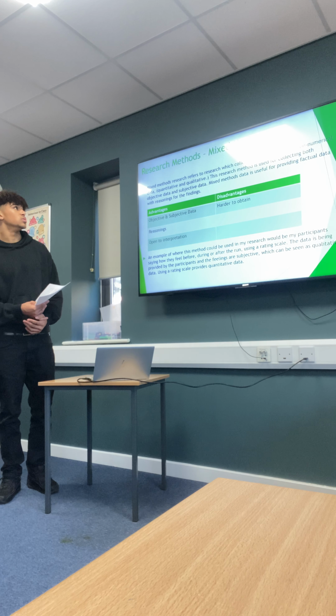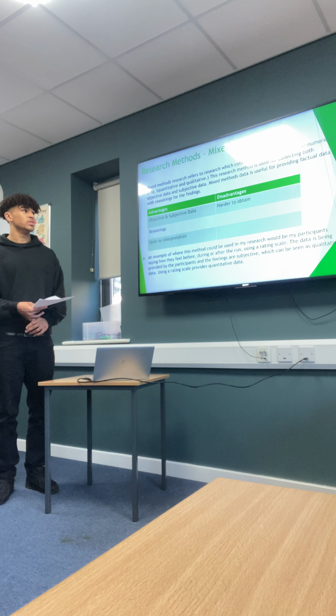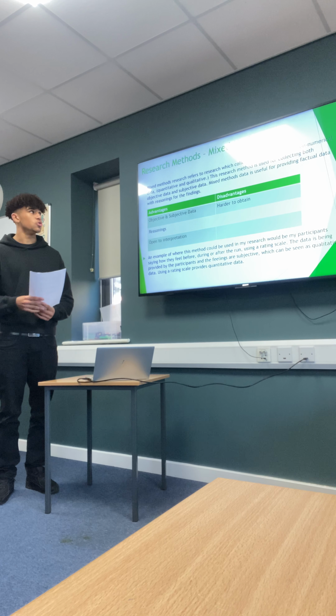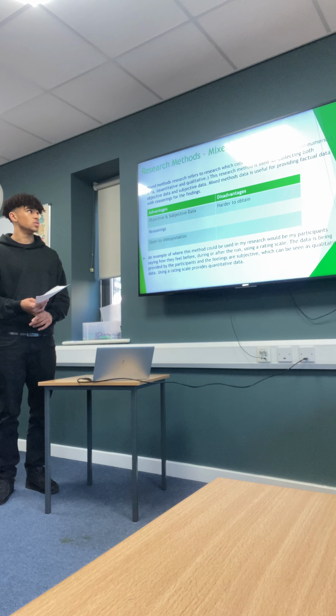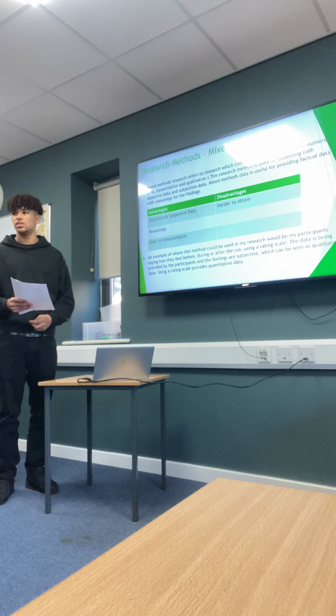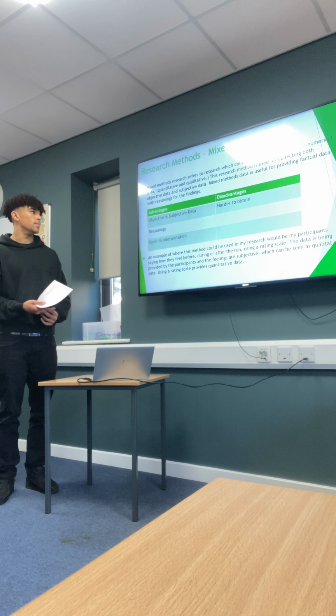Another research method we use is mixed methods. This refers to research which collects both numerical and non-numerical data, so qualitative and quantitative. This research method is used for collecting both objective data and subjective data. It's useful for providing factual data, and it then provides with reasonings for the findings.